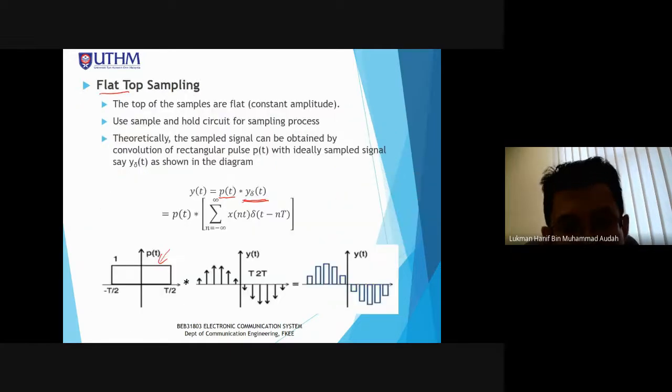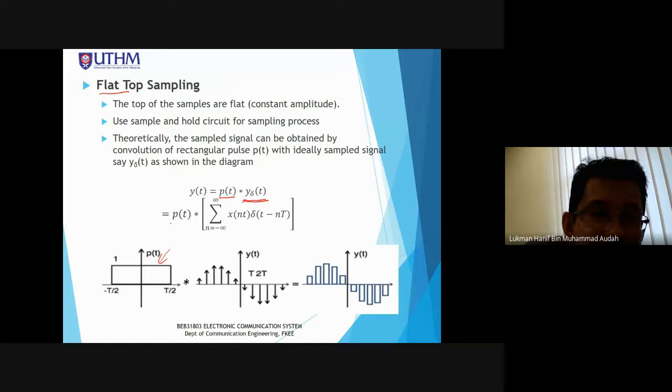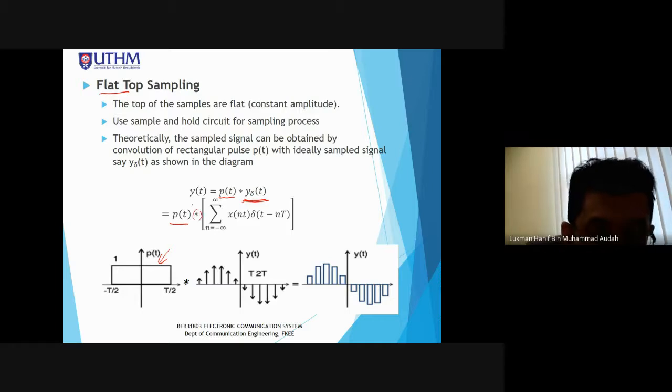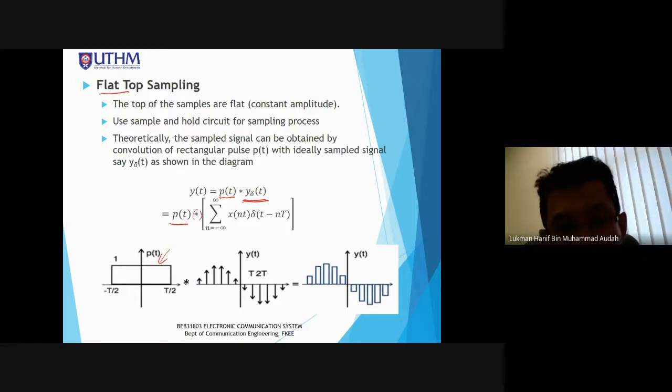Kemudian kita perlu buat convolution. Convolution dengan rectangular pulses. Tu sebab dia punya simbol bentuk star ini sebenarnya adalah convolution. So dia ada proses multiplication and convolution. So multiplication to get the y delta t, and then we convolute with the rectangular pulses. So hasil daripada convolution ini, maka terhasillah flat top output. Okay, flat top pulse amplitude modulation signal. Kalau dilihat di sini atas dia adalah flat, rata.